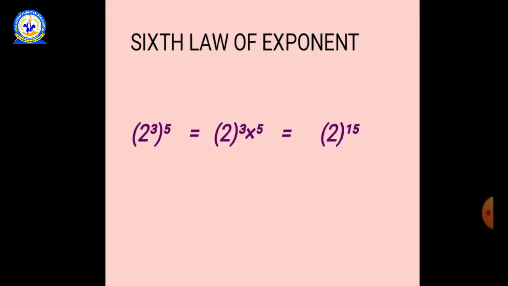Sixth law of exponent. A raised to the power m, again raised to the power n. So I can multiply both powers with the base. Now let us see one example. 2 raised to the power 3, raised to the power 5. Now I can take 2 as a base and multiply both the powers, that is 3 into 5, that is equals to 2 raised to the power 15. It means when the power is in the bracket, we can multiply it. That is called the sixth law of exponent.